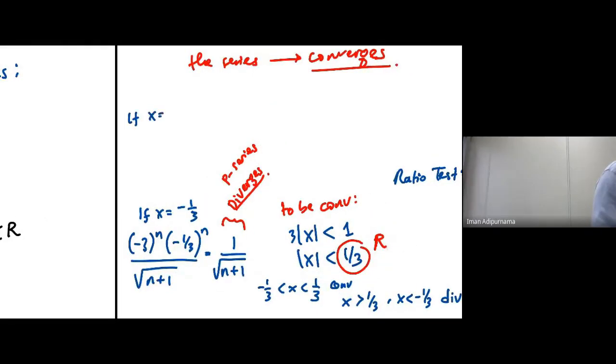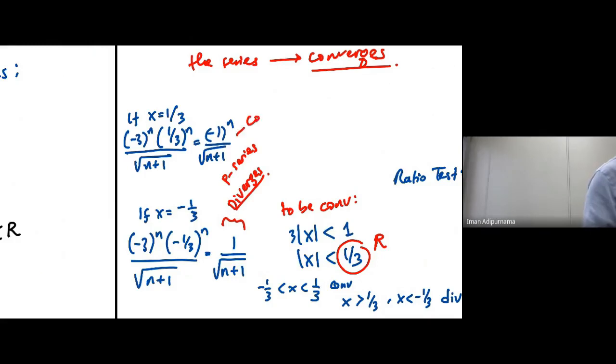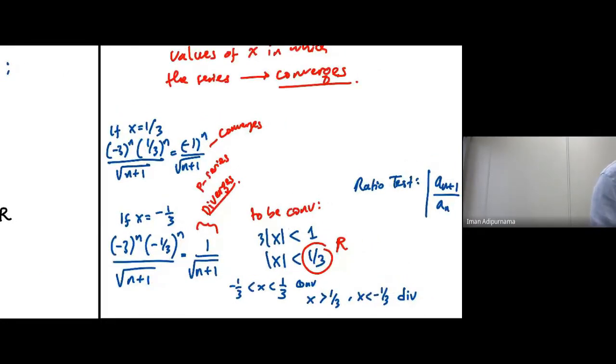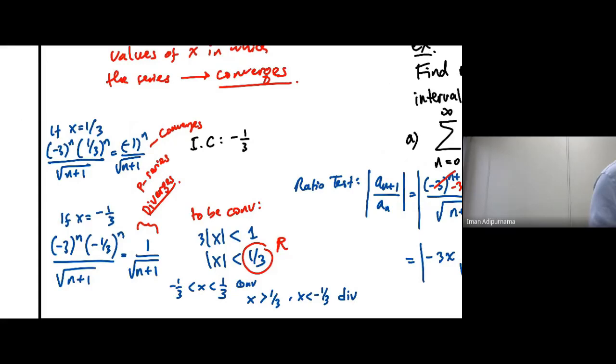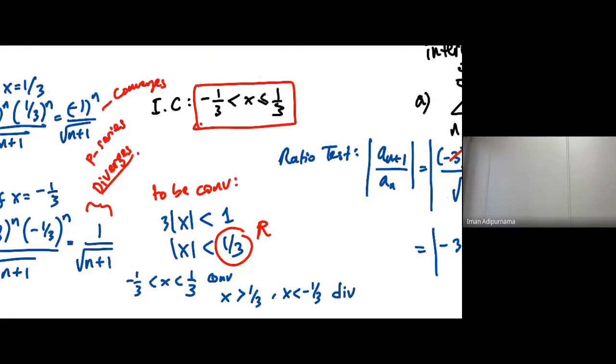And then if x equals 1 over 3, the series will be an alternating series, in which the series is convergent, or conditionally convergent if you want to write it completely. So the interval of convergence will be: if the question is asking only for the radius of convergence, you can write the radius is 1/3. And the interval is -1/3 less than x less than or equal to 1/3.